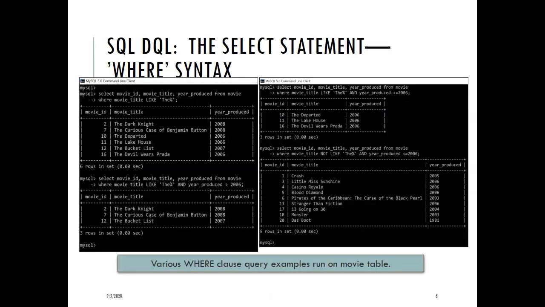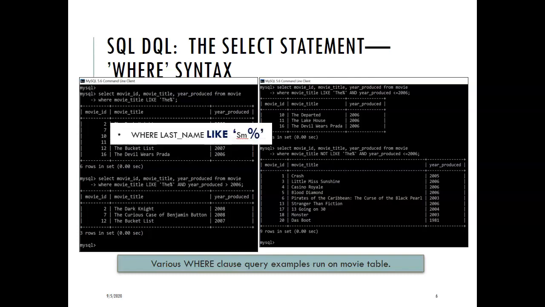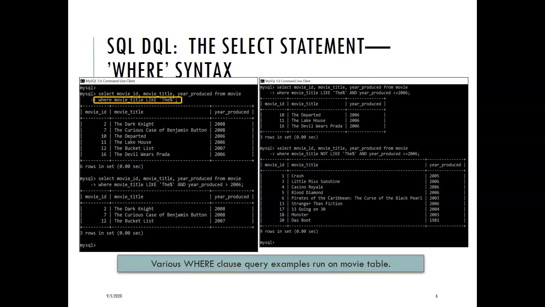Here we're seeing the same select query as before, but now with different where clauses to constrain our output. These where clauses have different complexities. First, we're going to use the like operator with the string wildcard %. So here we're seeing where movie title like 'the%', which means we're looking for all the movie titles that start with the word the, and our output gives us these 6 here, all movie titles that start with the.